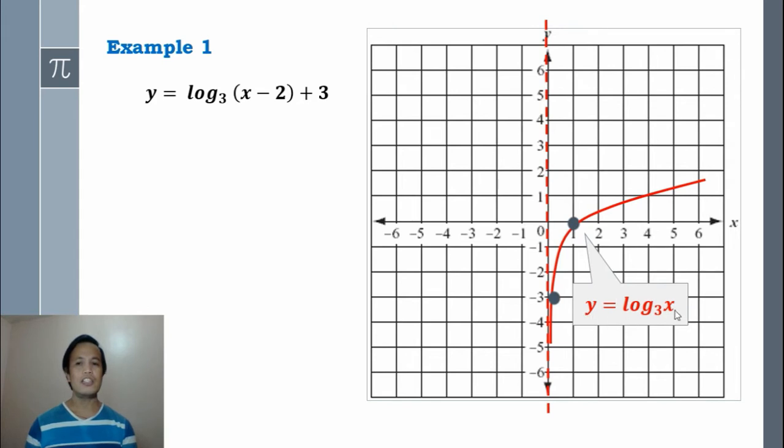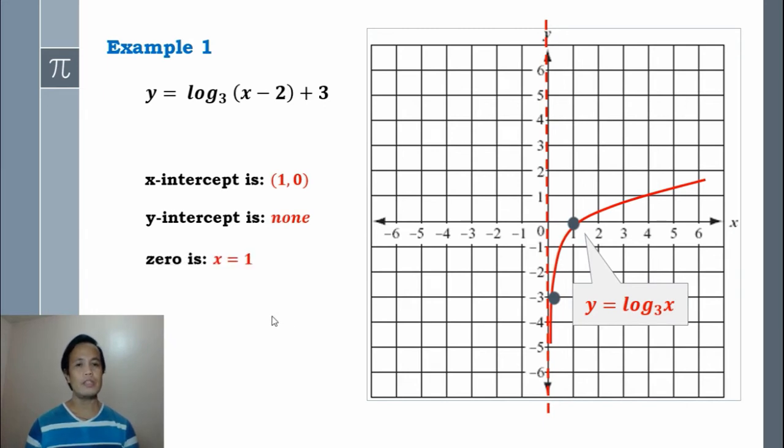Since this is in general form, as I've said earlier, our x-intercept is 1, 0. Our y-intercept is none because the graph will not cross the y-axis. Then our zero is the same, x equals 1. And of course, the vertical asymptote is x equals 0, or the y-axis. So this is in general form.